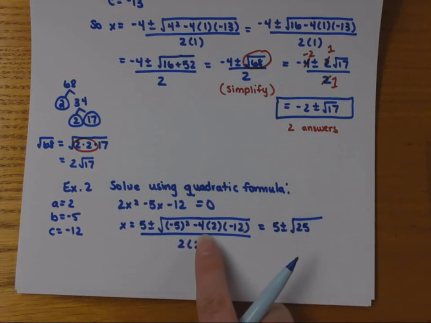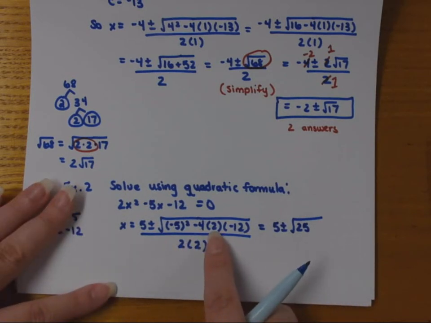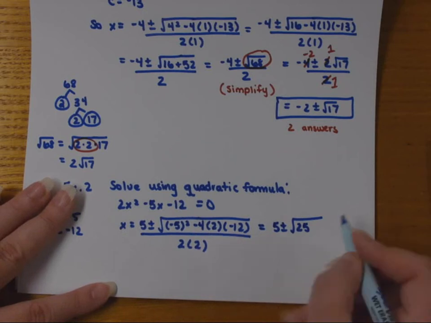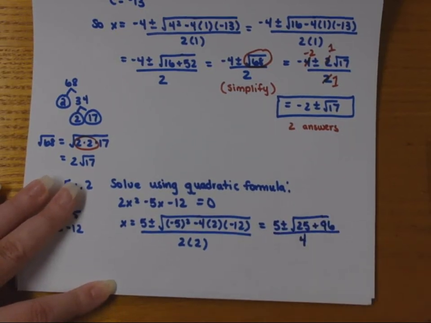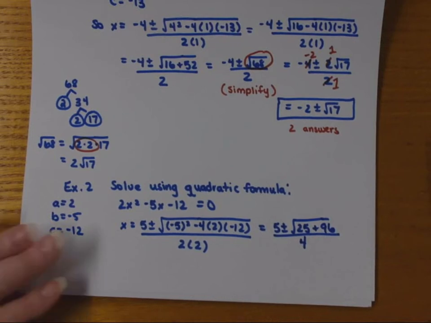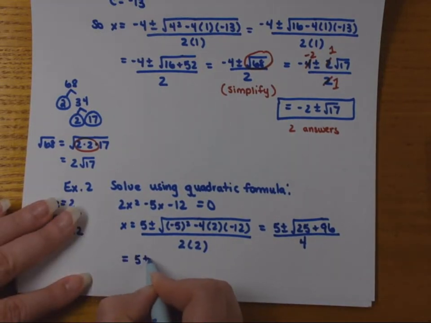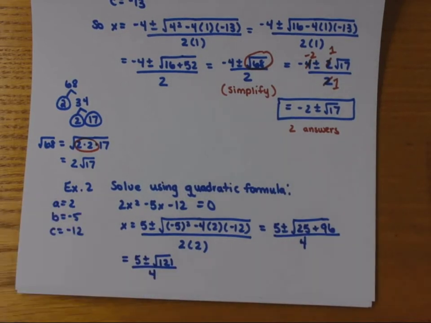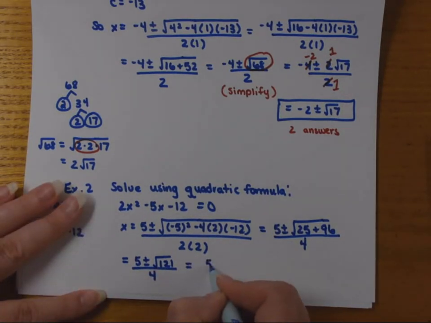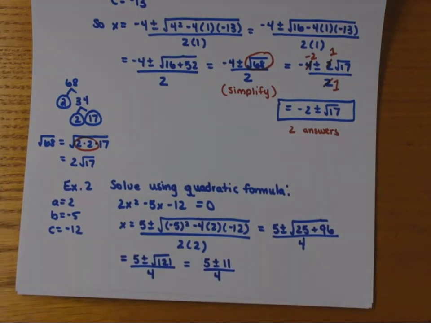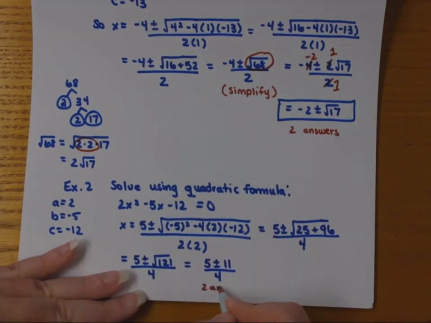And now I'm going to go ahead and do my multiplications. So -4 times 2 is -8 times -12 is positive 96. And then on the bottom, 2 times 2 is 4. Okay, so this works out to be 5 plus or minus the square root of 121 over 4. Now I don't even need to factor tree this because 121 is actually a perfect square. So what I end up getting is 5 plus or minus 11 over 4. Okay, but what hopefully we know is that this is still 2 answers.